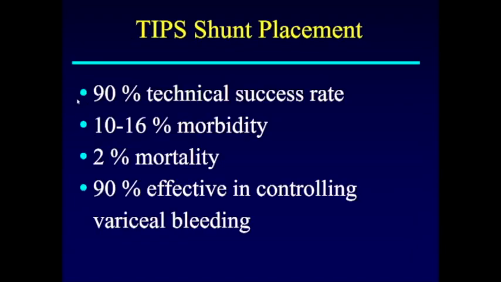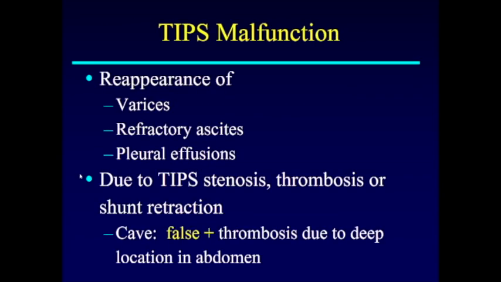The technical success is fairly high in experienced hands. However, there is associated morbidity and mortality, and all those, of course, depend on the patient's pre-test condition. If the patient is very sick, the morbidity and mortality are much higher. However, it has been shown to be over 90% effective in controlling variceal bleeding. When should you worry about malfunctioning of the TIPS? When you see reappearance of varices, when the ascites recurs, and when you see development of pleural effusions. And these are due to either TIPS stenosis or thrombosis or shunt retraction.